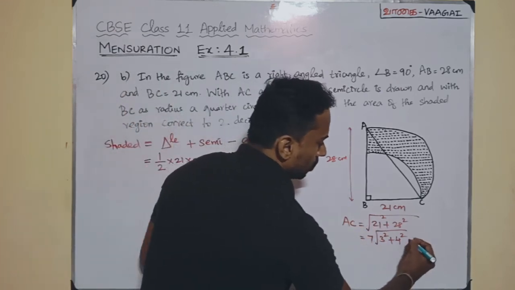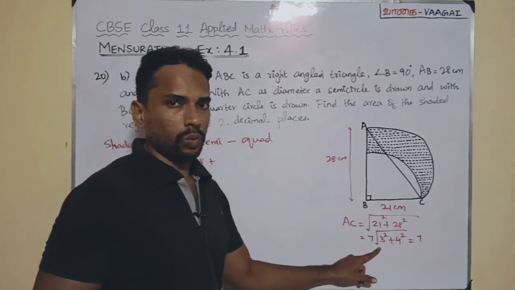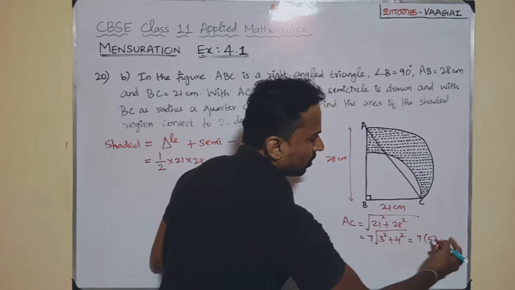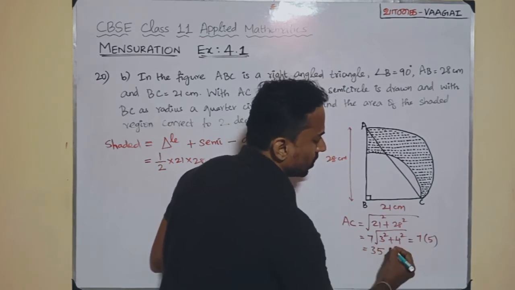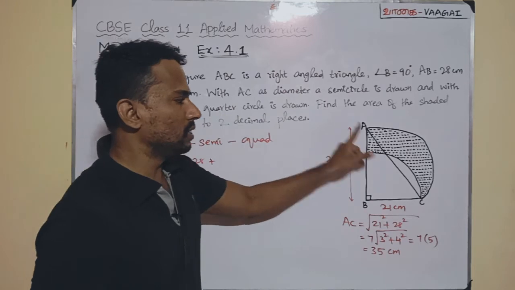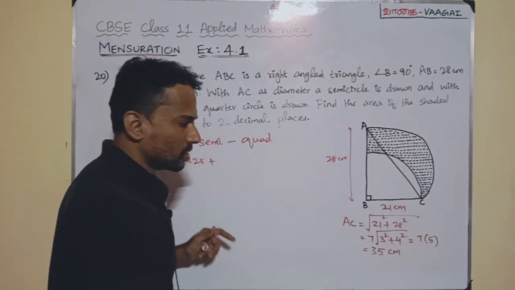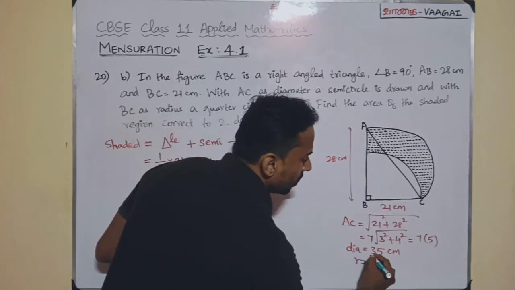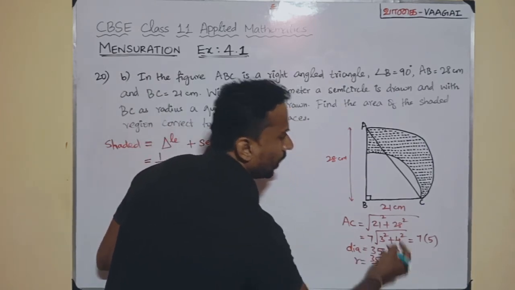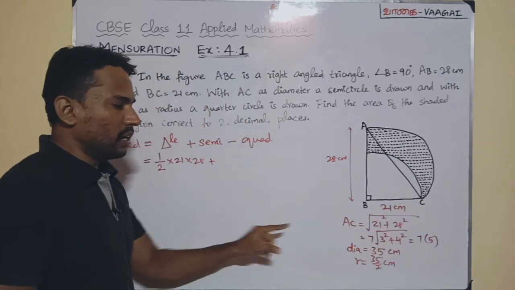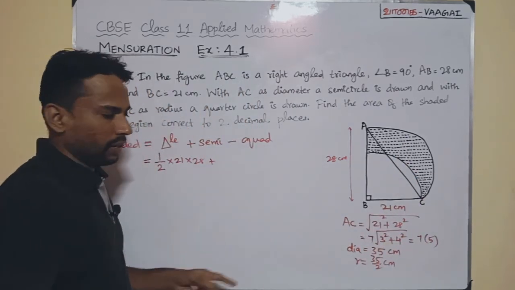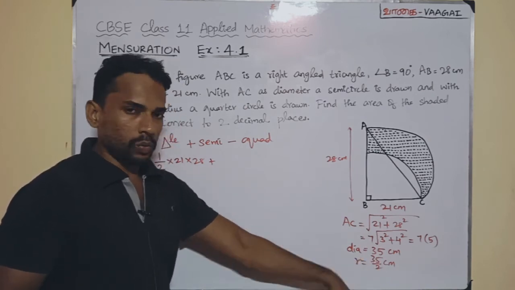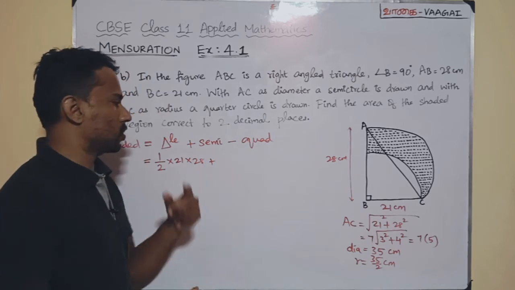Okay, yes. So now this is equal to 7 into, you know very well, root of 3 square plus 4 square will be root 25, which will be simply 5. So that means 7 into 5 will be 35 centimeters. So I got to know that this AC is 35 centimeters. That AC is nothing but the diameter of our semicircle, which means the radius will be 35 by 2 centimeters. I mean, radius of our semicircle will be half of that, 35 by 2. Radius will be half of the diameter, right? So this is going to be the radius of our semicircle.